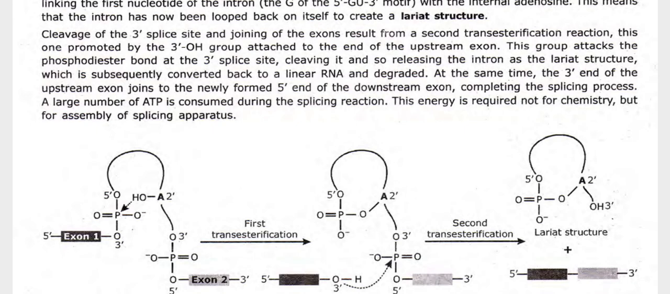At the same time, the 3' end of the upstream exon joins to the newly formed 5' end of the downstream exon, completing the splicing process. A large amount of ATP is consumed during the splicing reaction. This energy is required not for chemistry but for assembly of the splicing apparatus.